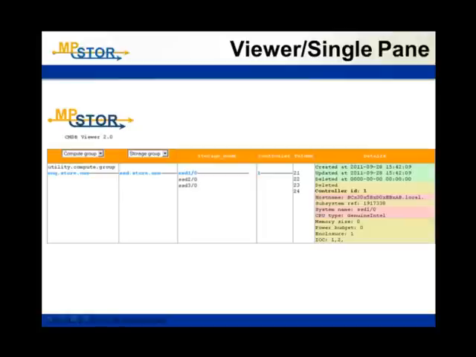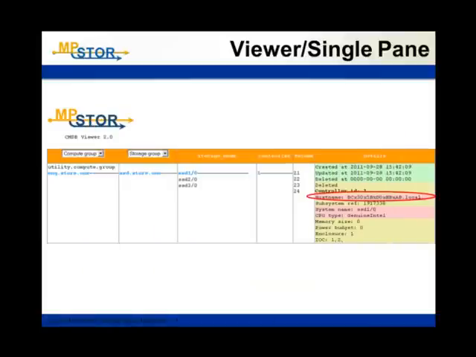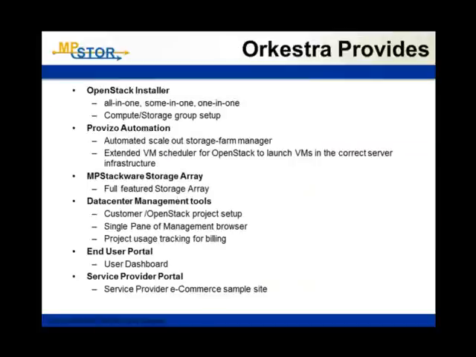This is an example where we're browsing a compute group, and we're looking at the storage that's associated with that compute group and the various storage nodes in the storage group. We can continue to drill down, and the data center manager can drill down into the storage node and pull it up. So he has a single pane of management from within his CMDB viewer.